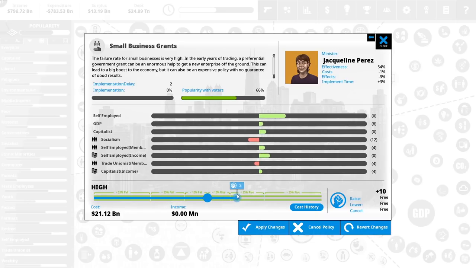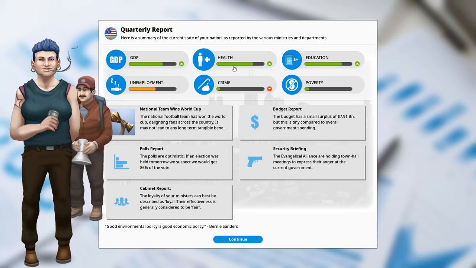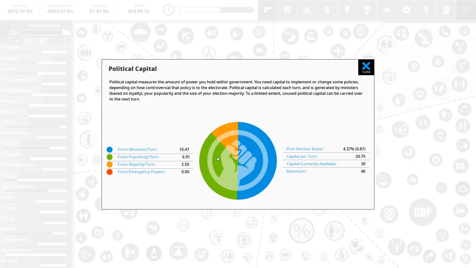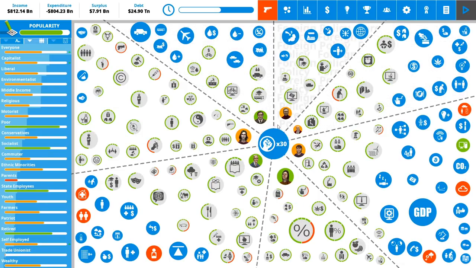It's a bit expensive, mind. It's definitely a bit expensive. Then again, they really love it. They absolutely adore it, the self-employed do. So, I mean, go on, sure. We've got the money. Let's do it. But notice everyone's healthy, crime's been eliminated, education's ticking up, poverty's gone, GDP looking great, you're all welcome. And because I'm so damn popular these days, yes, I get more political capital because everybody loves me.